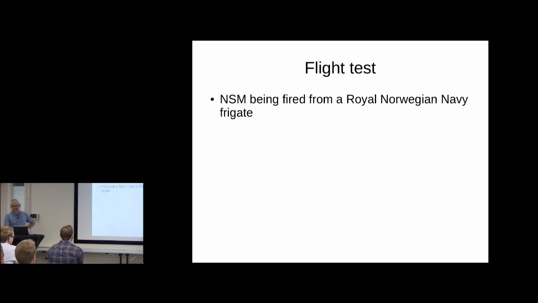Now I'm going to show you a video of one of the test flights. It's a Royal Norwegian Navy frigate that fires a missile. You should see that the booster accelerates the missile out of the canister and how the wings are unfolded. It has an inert warhead, so there's no explosion when it hits the target ship. And some of the video is filmed from a jet fighter flying chase. That means it tried to follow it.